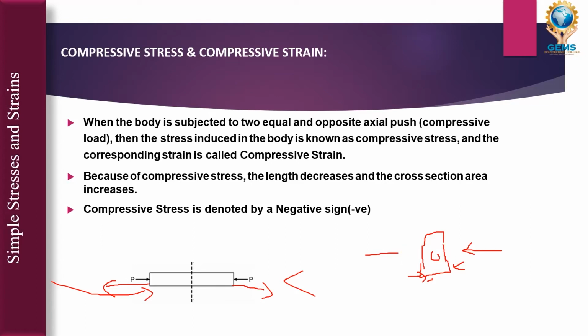Understand? Then one more thing, dear students: what is written in the third point? Compressive stress is denoted by a negative sign. Negative sign, why? Because in compressive stress our length is decreasing and we are applying the force inwards on the object, not outwards.